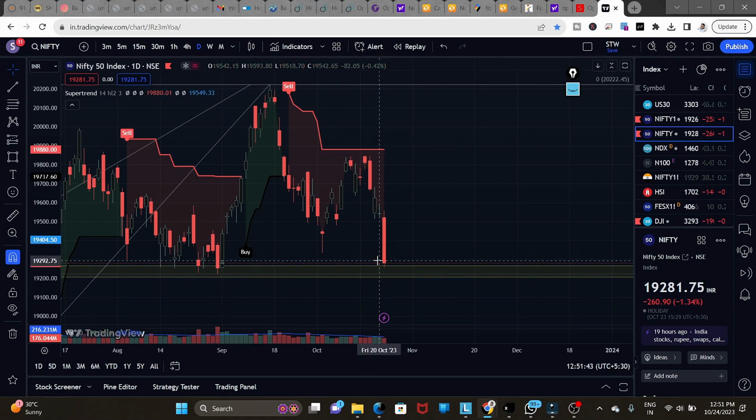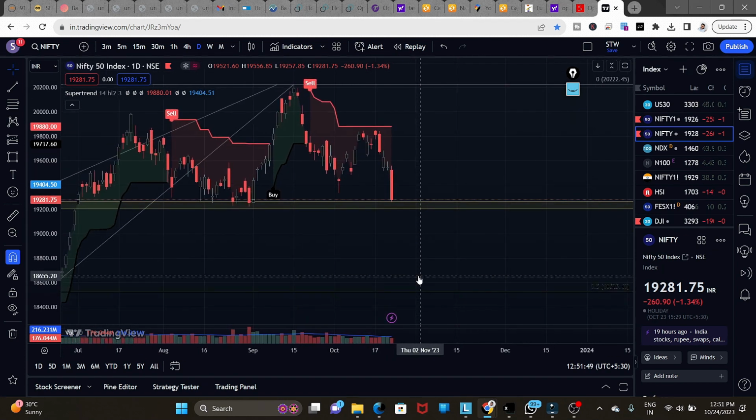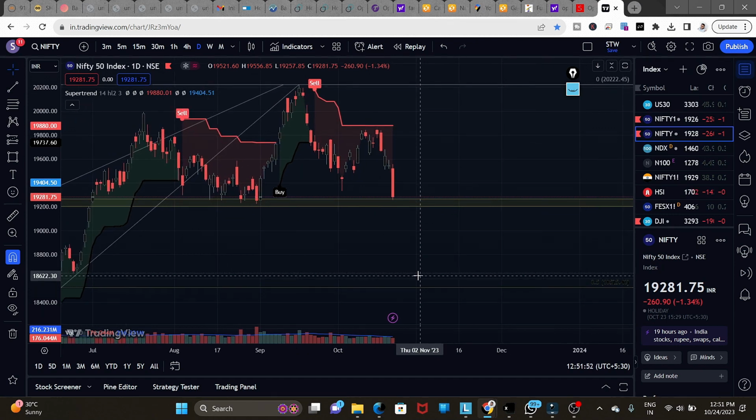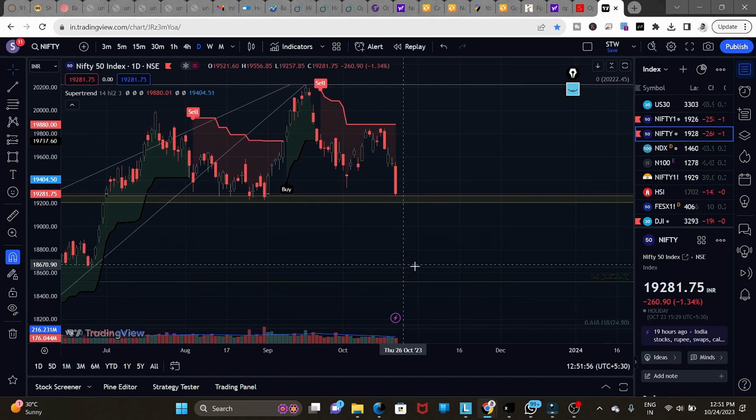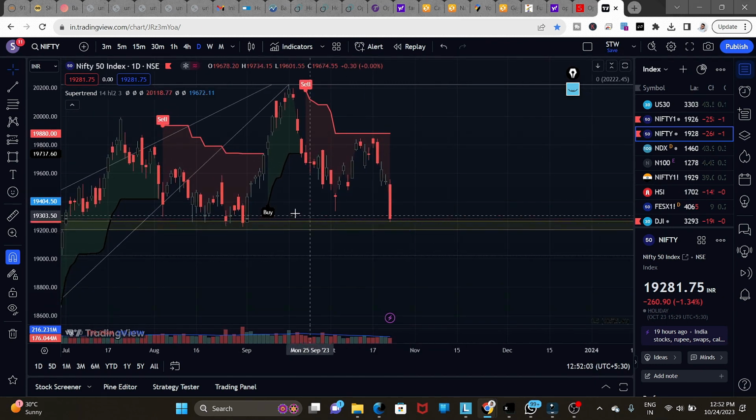Now this level is crucial. If tomorrow by any chance the market opens below this level, then there can be heavy selling, and the next zone will be down to the 18,525 level. It can fall down quickly. But there is a possibility that if it opens positive and takes away this candle and retraces back to this level, we can see some consolidation happen in this zone.